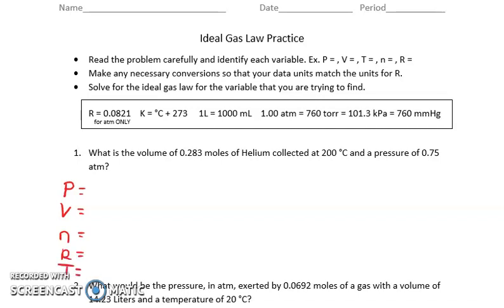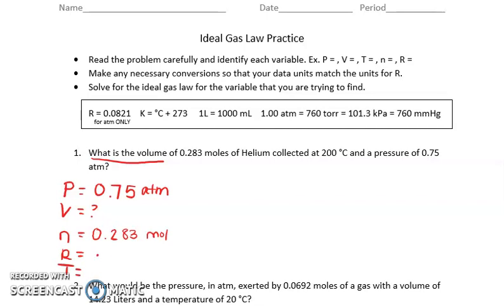So my pressure I can find in my problem, it is 0.75 atmospheres. My volume is what I'm being asked to find. What is the volume? So I'm just going to put a question mark there. That's what I need to know. It says, what is the volume of 0.283 moles? So that is my number of moles. I'm just going to write 0.283 moles right here. Remember, mol is short for moles.